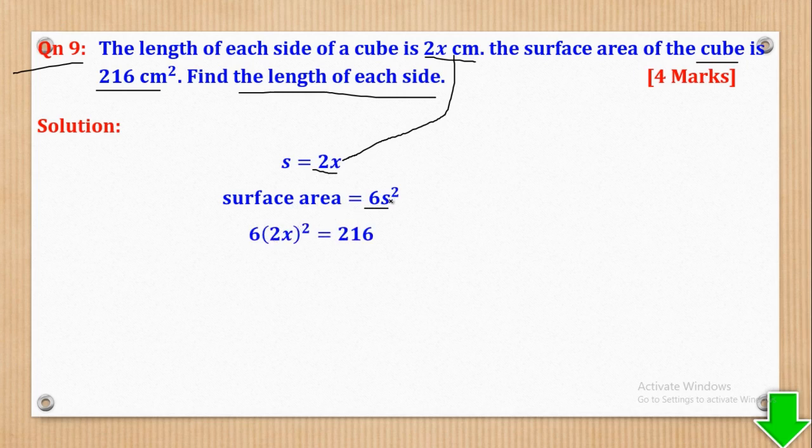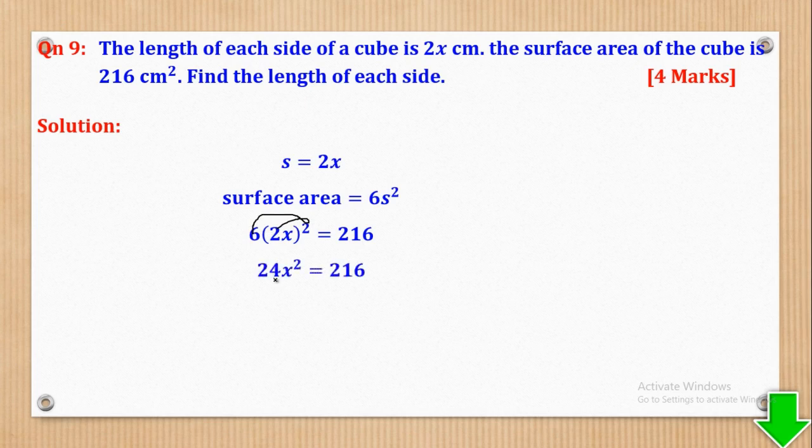Where there is S, we shall put 2x. They told us that the total surface area is 216, so we put 216 and equate it to the 2. Next is open brackets. What you should realize is that this power affects everything in the bracket. So 2 squared will be 4. Now 4 times 6 will give you 24. That is why you have 24 here.